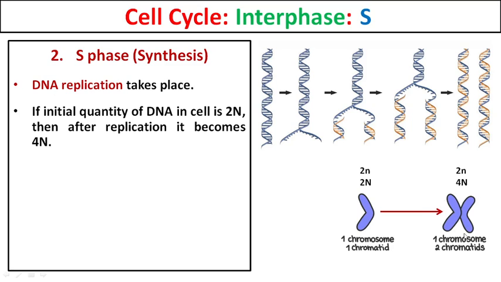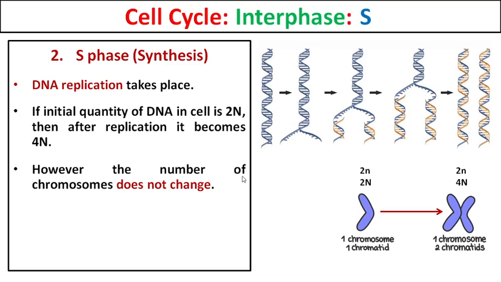Why are they called sister chromatids? Because they are the same. Okay, they have the same DNA. Fine. So the amount of DNA will go from 2N to 4N. Clear? But the diploid organism, which is 2n, will still remain diploid. It is not becoming tetraploid.